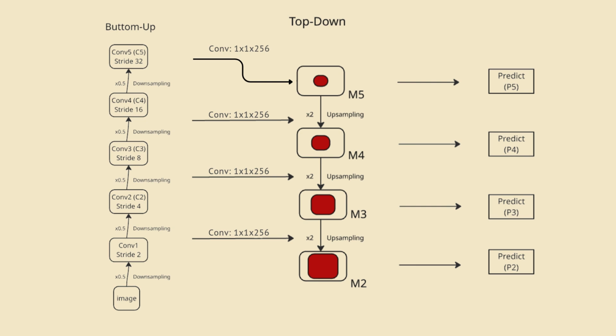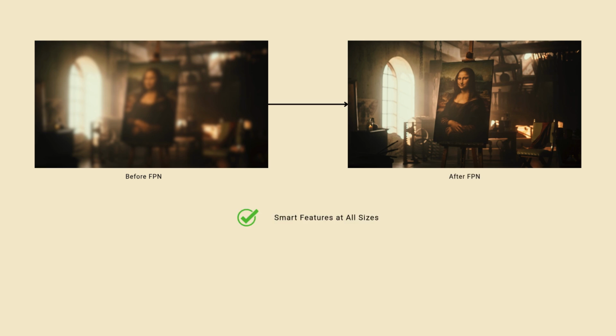This process creates a new set of maps, P2, P3, P4, P5, where every level is both smart, semantically rich, and detailed, spatially precise. FPN wasn't just a small step forward, it was a giant leap. Here's why it made such a difference.